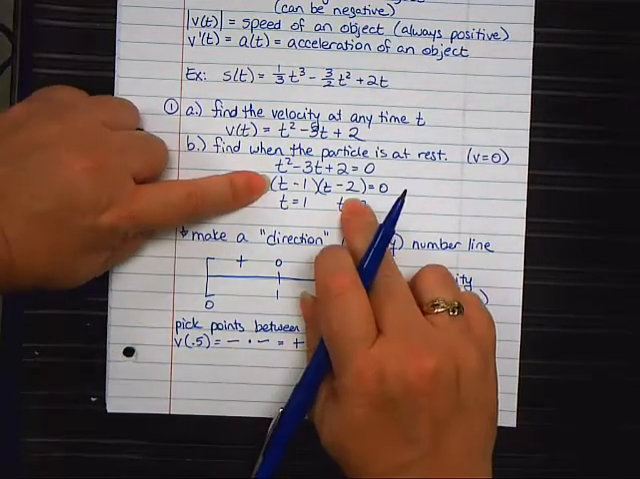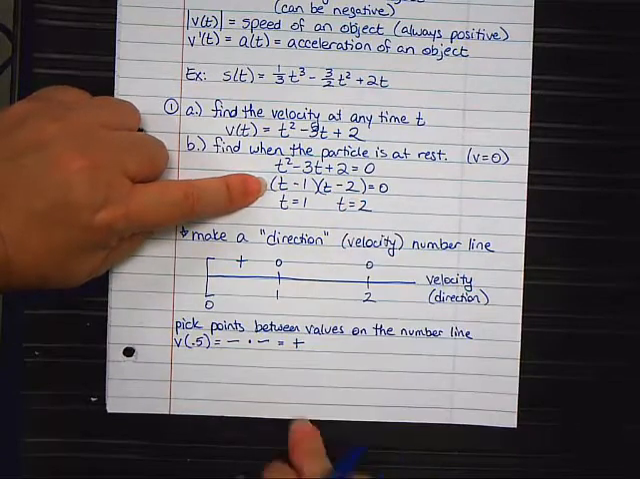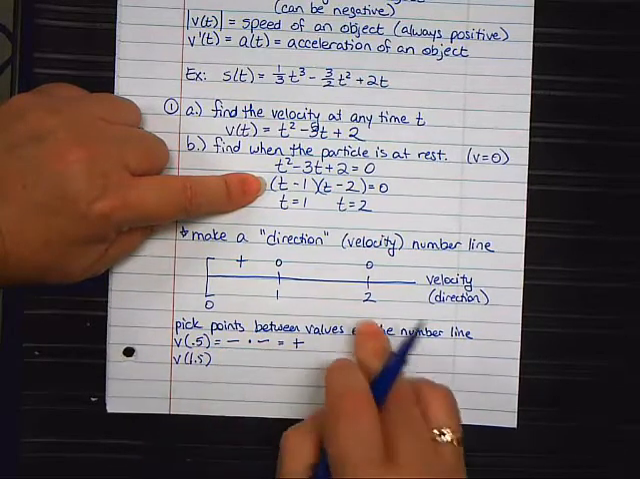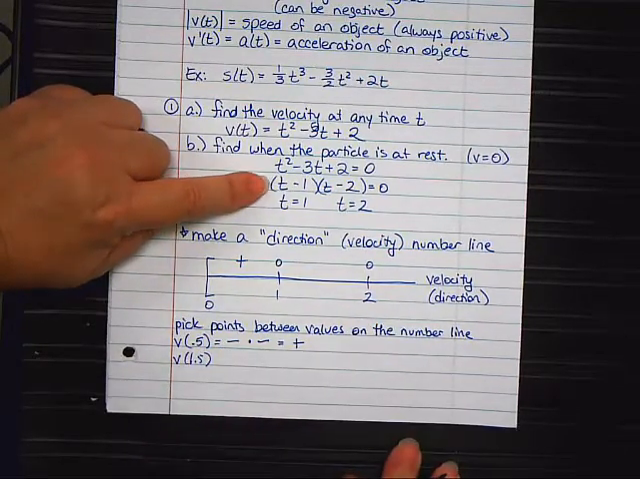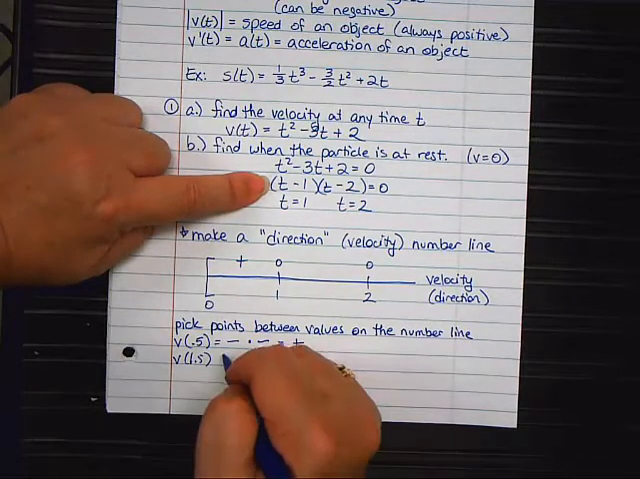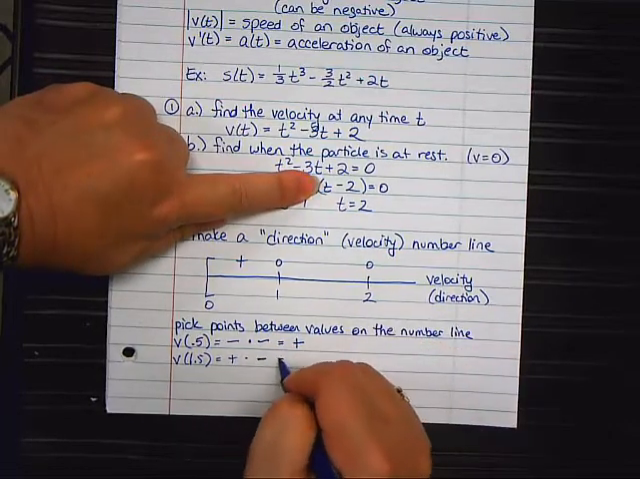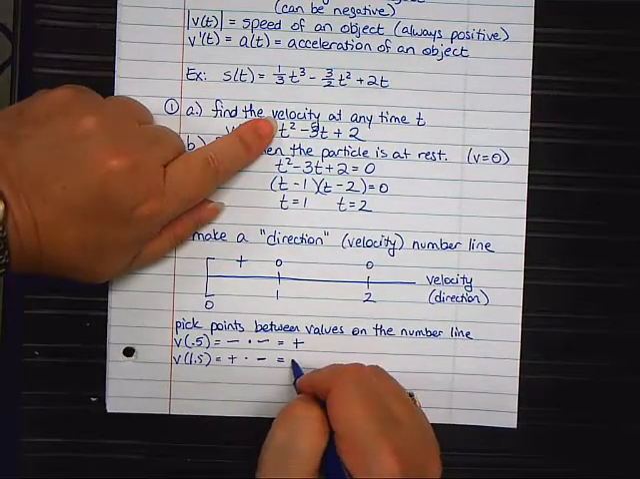Because these two parentheses are multiplied. Okay? Now, pick something between 1 and 2. 1.5. Substitute that into the factored velocity. What is it going to give you sign-wise in the first parentheses? Positive first. And then 1.5 minus 2 is a negative. Positive times a negative is a negative.